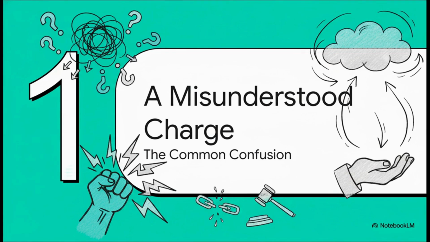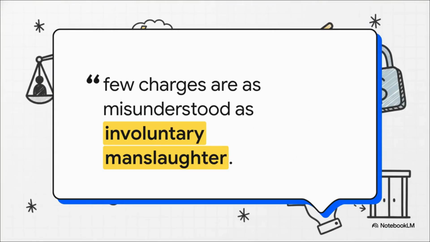Your mind probably jumps to images of intentional violence, right? But as you're about to see, that's not what this specific charge is about at all. And this quote really hits the nail on the head. With involuntary manslaughter, the death is, and this is the key word, unintentional. The whole case isn't about proving someone had malice or wanted to hurt somebody. It's about proving something completely different.